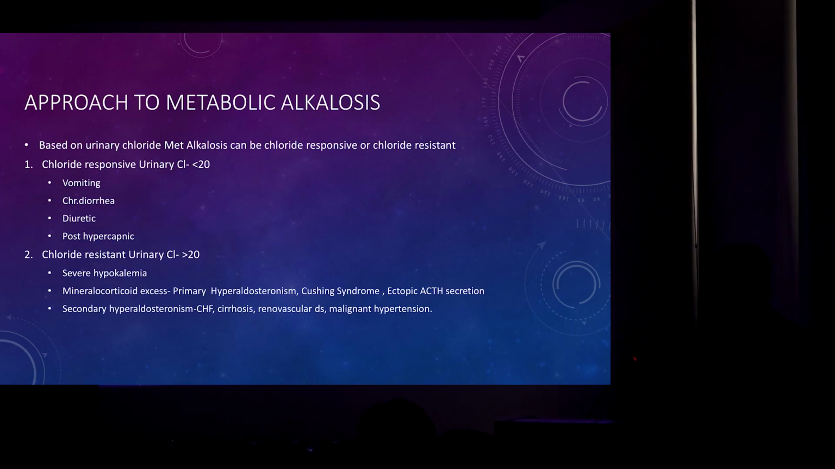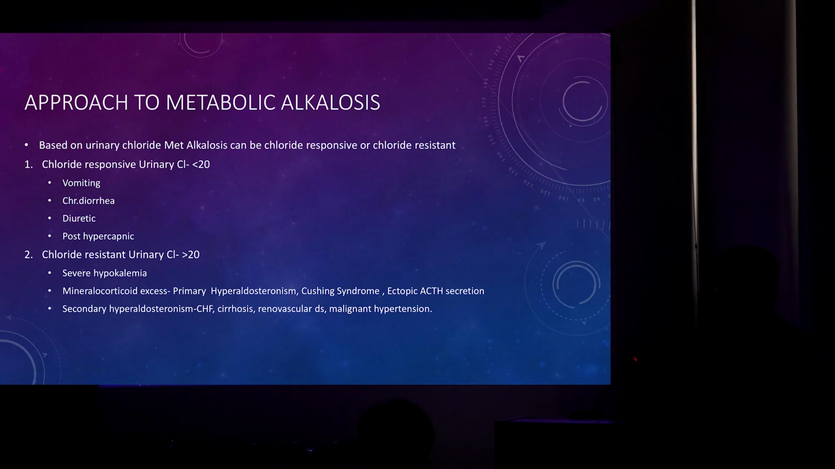So the approach to metabolic alkalosis is comparatively easier than metabolic acidosis. What we need to do is check the urinary chloride. Okay, so if urinary chloride is less than 20, it is a chloride responsive metabolic alkalosis. Causes are mainly GI loss like vomiting, diarrhea, and also diuretics and post hypercapnic patients.